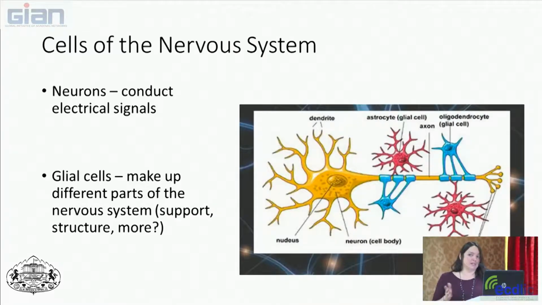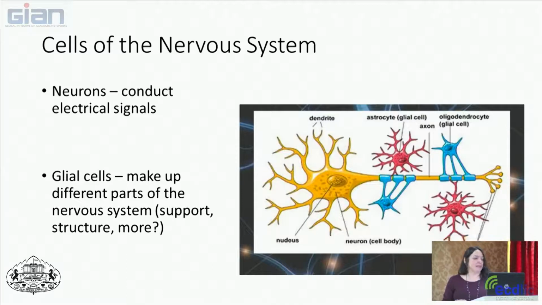Okay, so now we're going to talk about the cells of the nervous system. We have neurons, which is probably the most familiar cells to people of the nervous system. These are the cells that conduct the electrical signals for us. And we have glial cells. And these glial cells make up different parts of the nervous system.